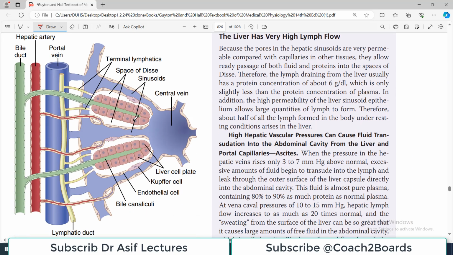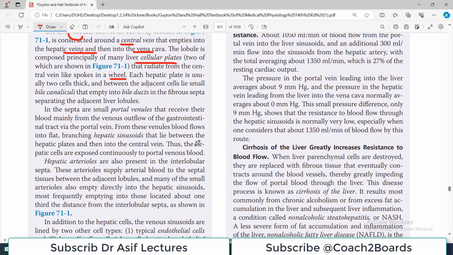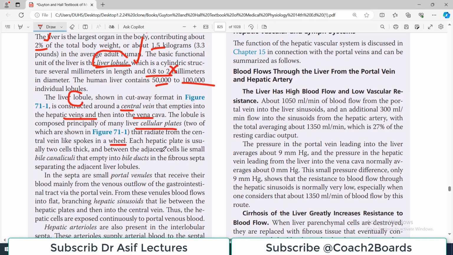This is also what we saw in the diagram. So these are the central plates, which are made up of hepatocytes. Each hepatic plate is usually two cells thick, and between the adjacent cells lie small bile canaliculi that empty into the bile ducts in the fibrous septa.